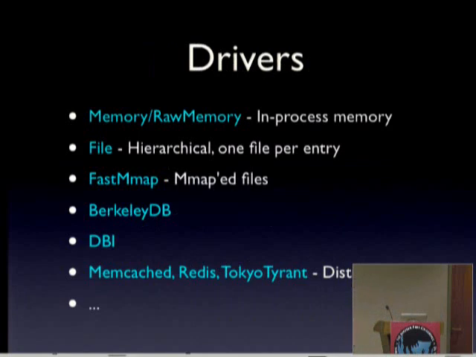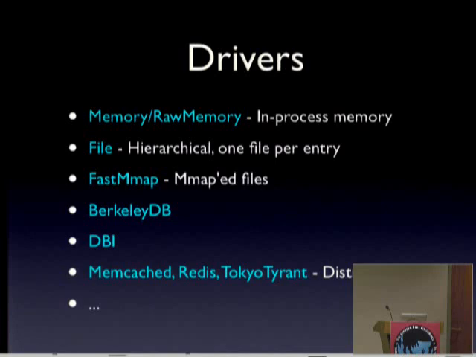So this is just kind of a survey of the drivers that are out there. This is not complete, but these are the ones that I thought of. There's memory and raw memory. The difference between these being that memory, like every other driver, will actually make a copy of your data before it puts it in the cache, and it'll make a copy when it comes out. Whereas raw memory will actually store raw pointers.